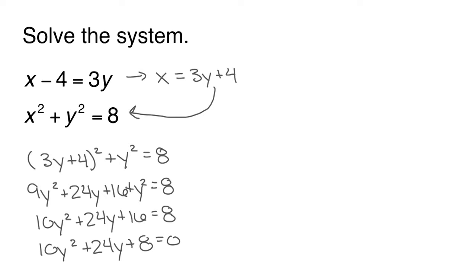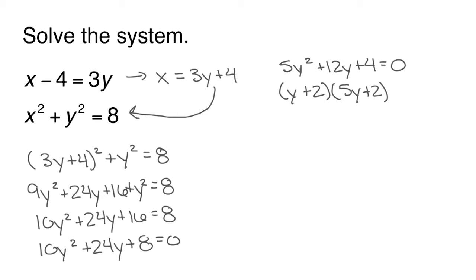Notice that we have a common factor of 2 that we can factor out on the left side and then divide both sides of the equation by 2. When we do that, we get 5y² + 12y + 4 = 0. We can then factor the left side as (y + 2)(5y + 2) = 0.